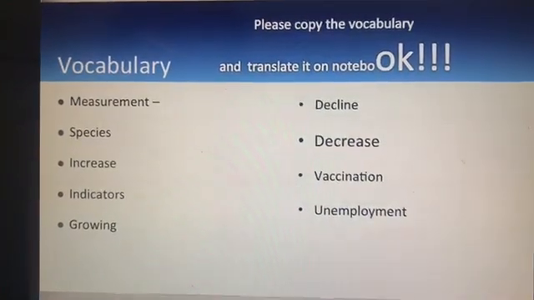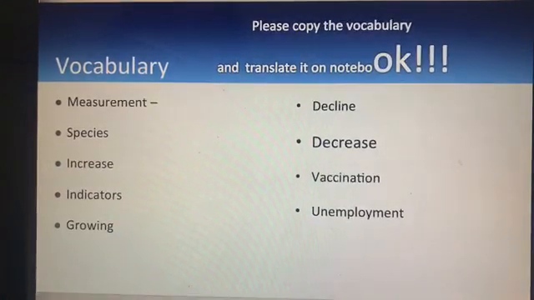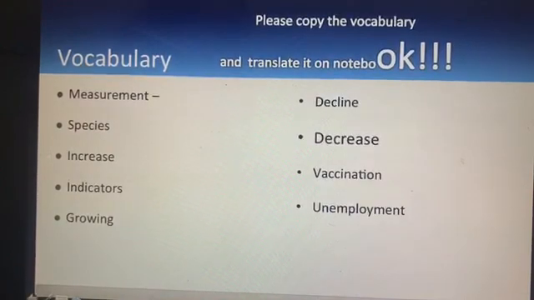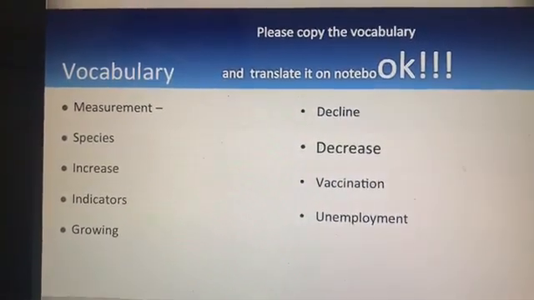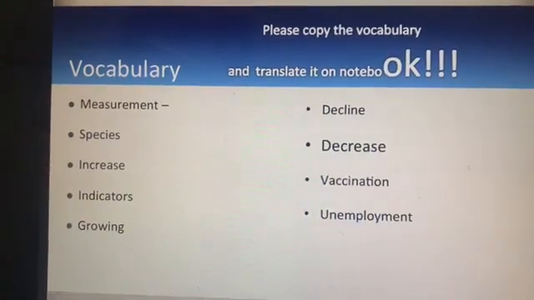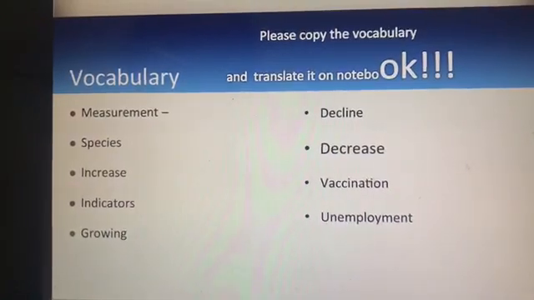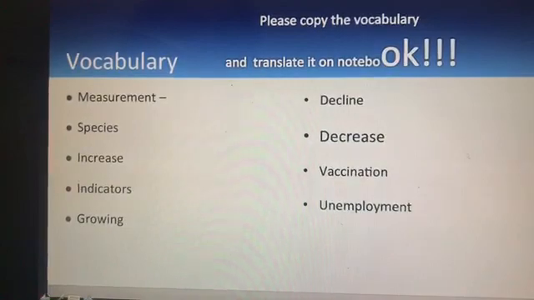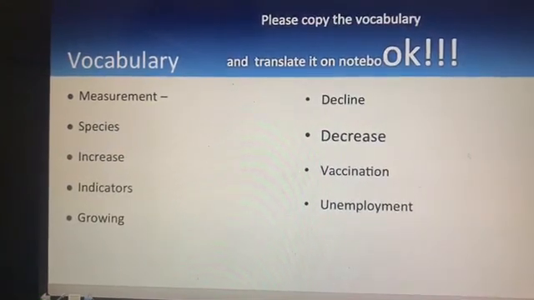Medida. Please repeat measurement. The next word is species. Especies. Please repeat species. The next word is increase. Aumenta. Increase. Repeat.